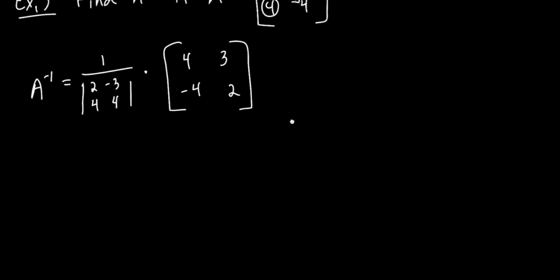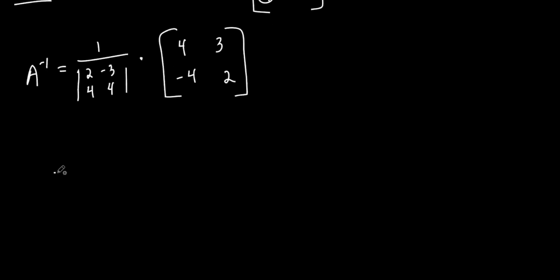So I'll work up and down. Makes it a little bit easier to follow. So I'm going to put 1 over. Now, how do I find the determinant? Remember, those vertical lines specifically means we find the determinant. It's not just a matrix. We're actually doing something to that matrix. 2 times 4 is 8. And then minus, right? Negative 12.